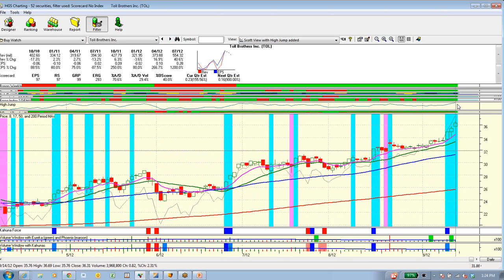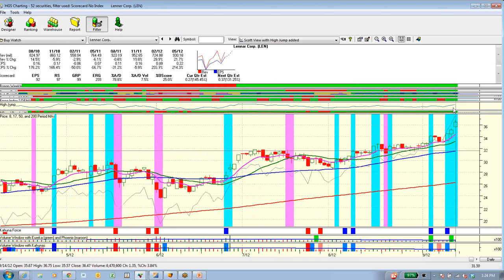Toll Brothers, guess what we're going to see? High jump at the top, big run. These are going to be interesting, the home builders, over the next couple of weeks because Lennar is not quite there, but also in the middle of a big run.